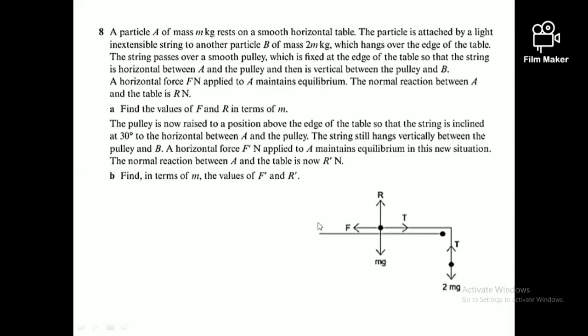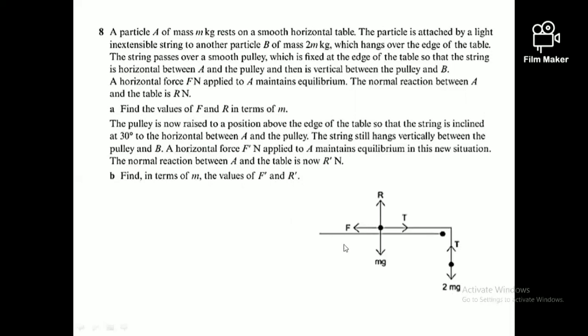That is kind of crucial, right? The pulley is now raised over here. Hold these pulleys upward. Then what happens? This tension goes somewhere like this and then falls down. Position between the edge and the table so that the string is inclined at 30 degrees. So it forms an angle of 30 over here, the horizontal between A and the pulley. Now the string hangs vertically between pulley B, the horizontal force of F dash.